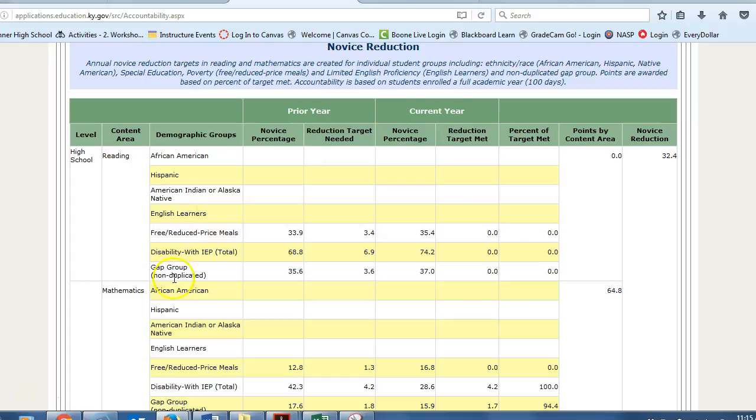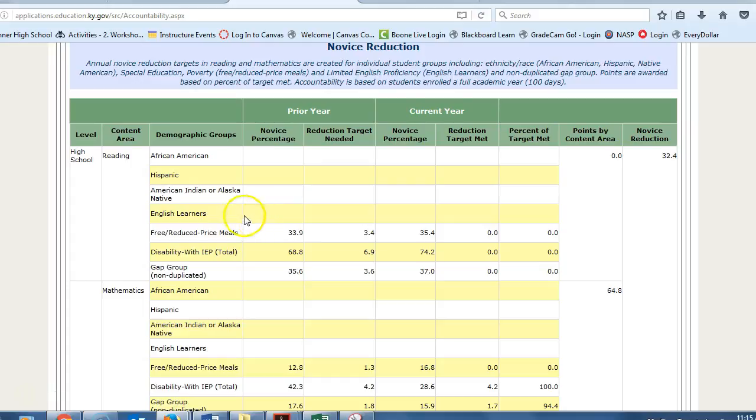Now, this gap group non-duplicated means that every student that is in one of these 6 categories is also listed in the gap group. But they're only listed in the gap group one time. Now, if you notice, we don't have any information for African American. The reason is that we do not have enough students in that demographic group to have it count as a separate category. However, if you have an African American named Bob, and Bob doesn't have his own category here because there's not enough students, Bob is still listed in the gap group down here.